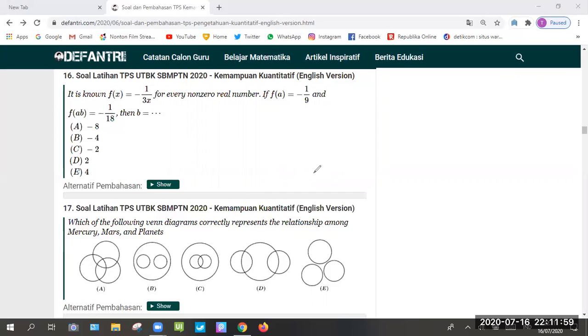Okay, it is known that fx is minus 1 per 3x for every non-zero real number. If fa is minus 1 per 9 and fab is minus 1 per 18, then what is the number to fill b? What is b? So all we got to do is just adding up every description. You have to use every description because all of them is very important.